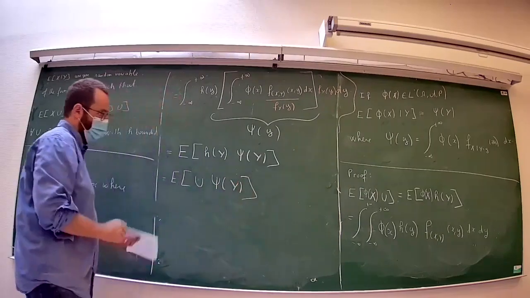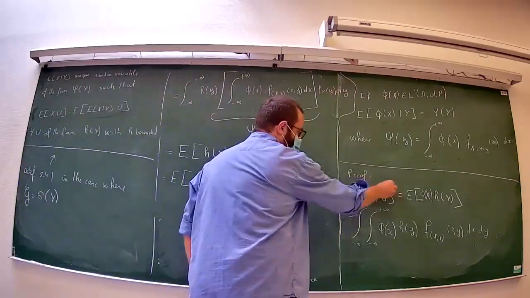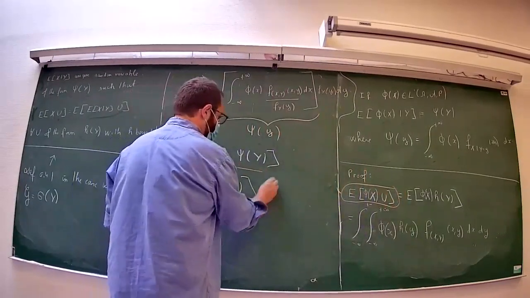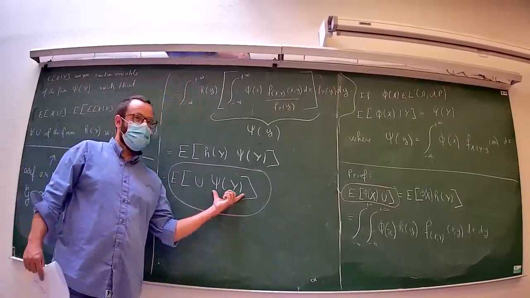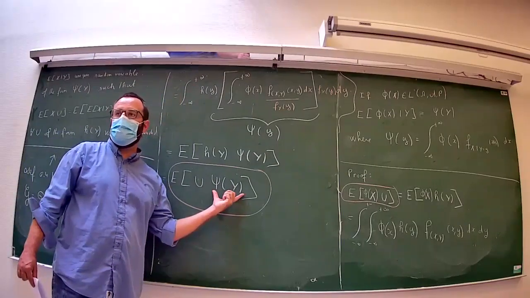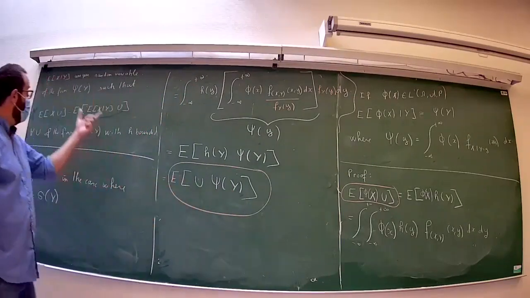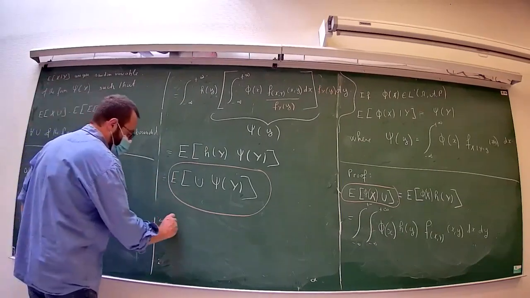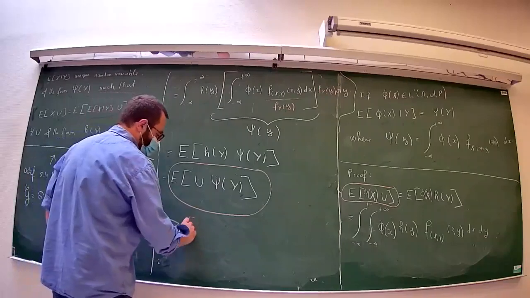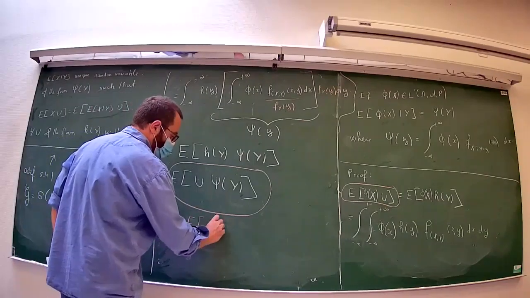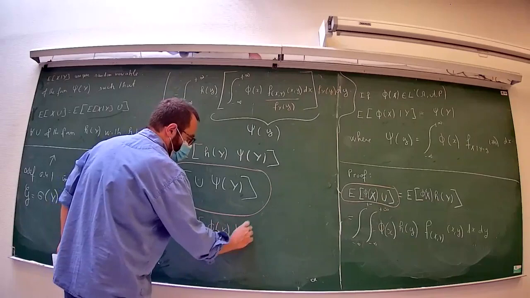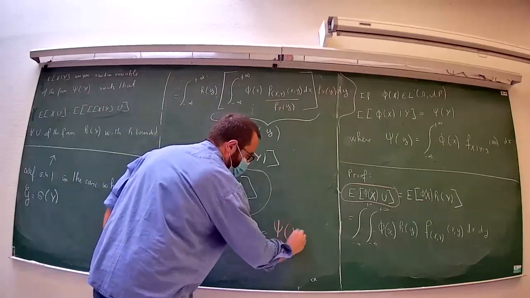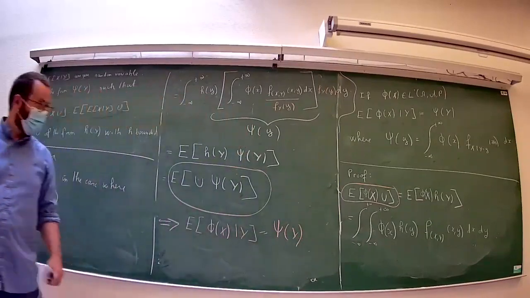At the end, what I have proved is that starting from this one is always equal to this one, with this random variable that is a function of y. If I come back to this definition here, you see that the consequence is that the conditional expectation of phi of x given y is just equal to psi of y. Simple.